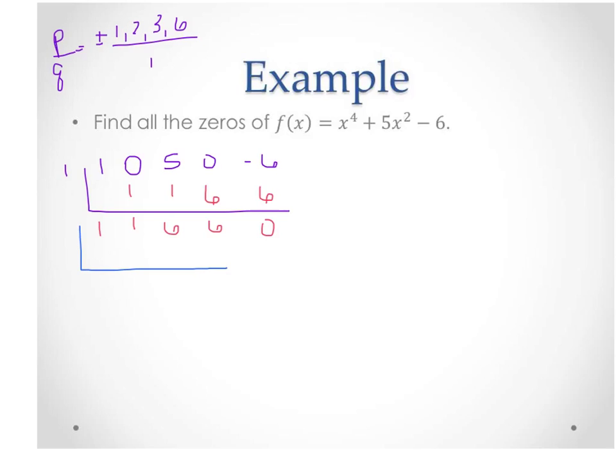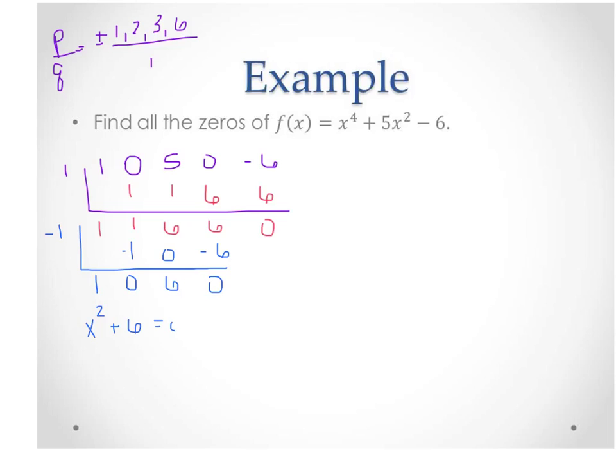I'm going to try -1. So if we drop, multiply, add, multiply, add, multiply, add. Oh, perfect. Look at that. All right, so 1 and -1 both work, which leaves us with x squared plus 6, because there's no x in there, equals 0.